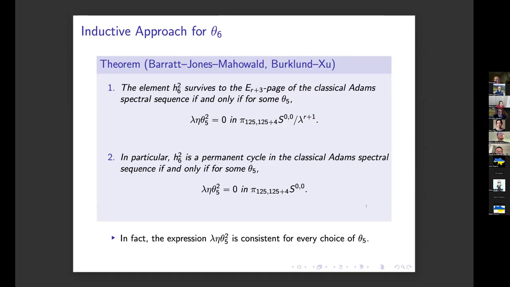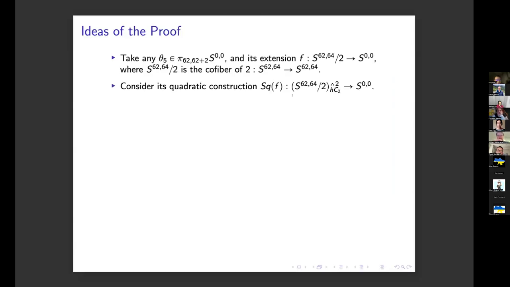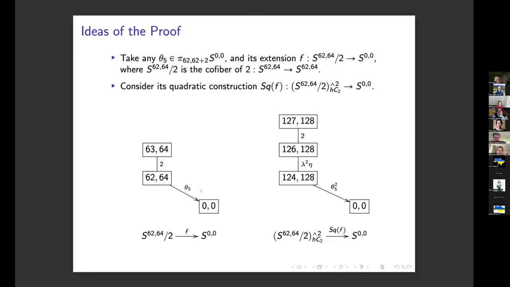So I will say a few words of how we prove this. The idea is the following. Take any synthetic theta 5, it is of order 2, so I can extend it to the mod 2 Moore spectrum. So this is the mod 2 Moore spectrum with the right bidegree. And then I can take the quadratic construction on the mod 2 Moore spectrum and map it down to the sphere. And here is a picture for it. Left-hand side is the mod 2 Moore spectrum where restriction to the bottom cell is theta 5. And right-hand side, I take the quadratic construction of the mod 2 Moore spectrum and restrict attention to a certain subcomplex, and that's the corresponding attaching maps.